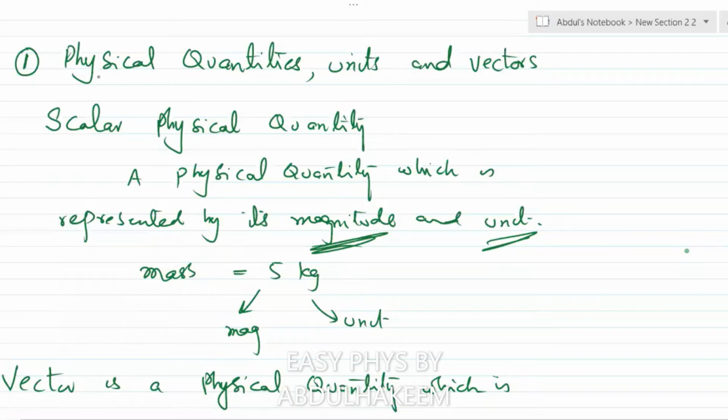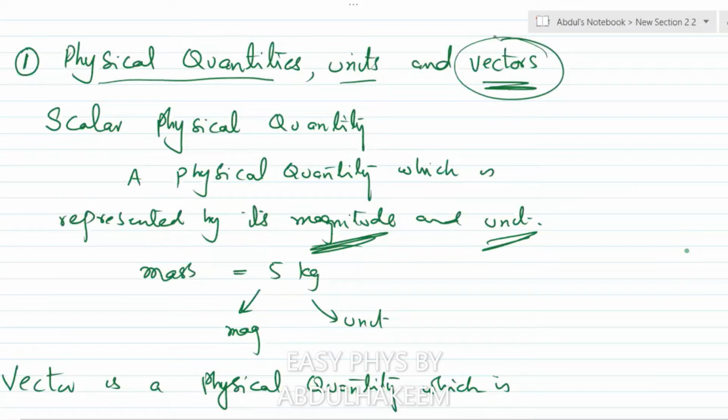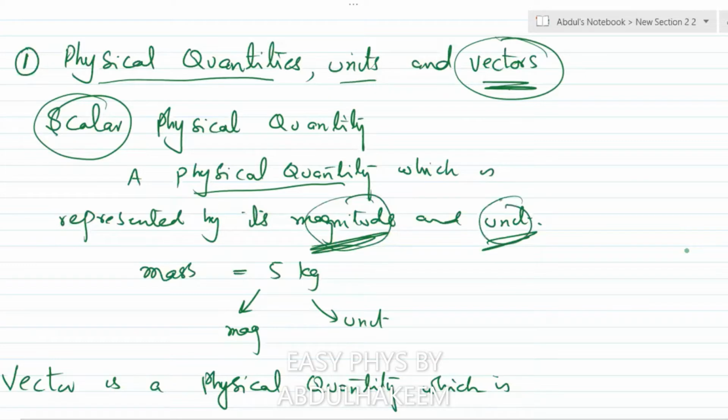So the topic is vector, and the chapter is physical quantity, units, and vector. Today we have to study the vector. So first, scalar quantity. A physical quantity which is represented by its magnitude and unit is called scalar physical quantity.